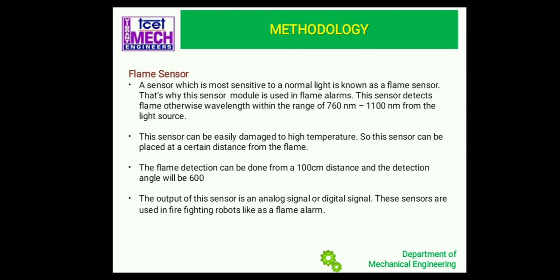This sensor can easily be damaged by high temperature, so it should be placed at a certain distance from the flame. Flame detection can be done from a 100 centimeter distance, and the detection angle will be 60 degrees. The output of the sensor is an analog signal or a digital signal. These sensors are used in firefighting robots like a fire alarm.